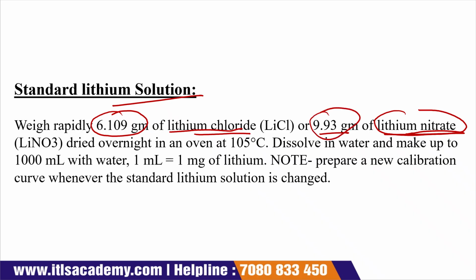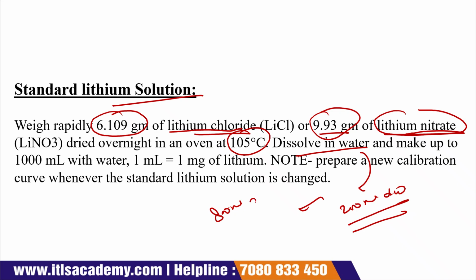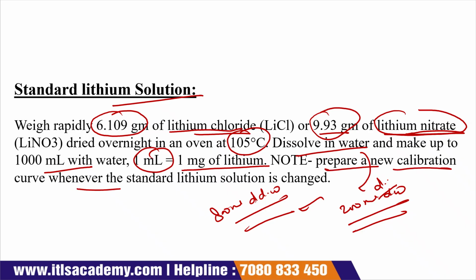Then you have to dry it overnight in a hot air oven at a temperature of 105 degrees Celsius. After that, dissolve this in 200 ml of distilled water. When it is completely dissolved, add the remaining 800 ml of deionized distilled water, not only distilled water, and make up the volume to 1000 ml. Here 1 ml is equal to 1 milligram of lithium. Note down: prepare a new calibration curve whenever the standard lithium solution is changed.